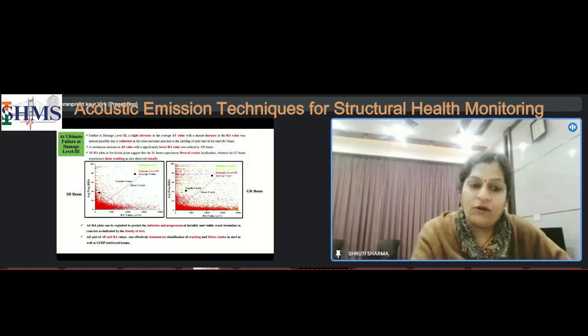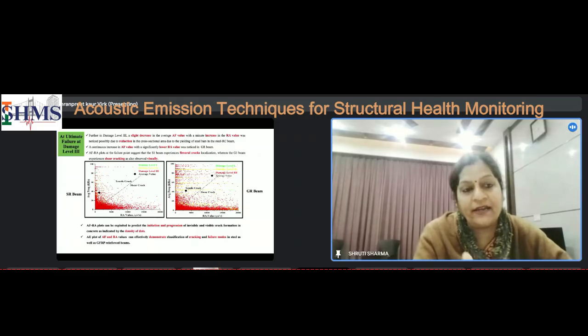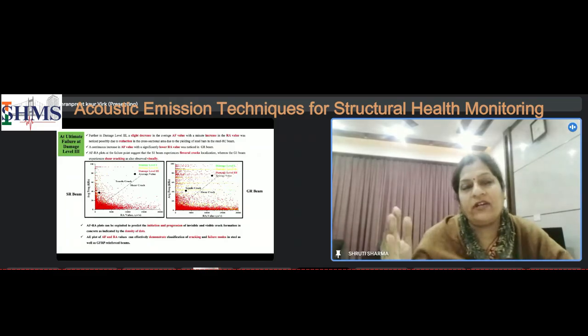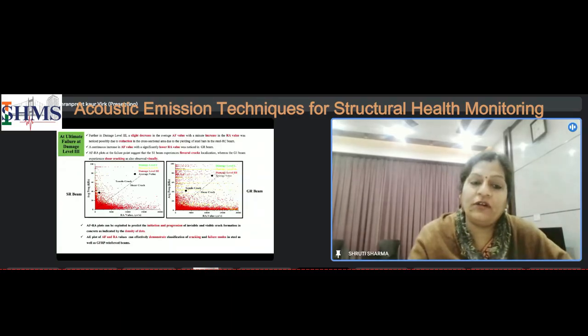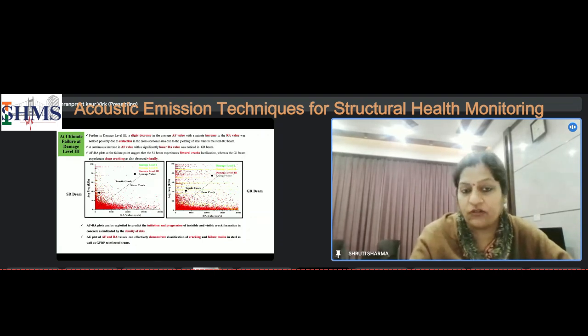So the context is this: the AE parameters, various parameters, this is just one of them, not only indicate the rise of the activity and the increase in the damage, but there are also other parameters which can classify the kind of cracking we expect in the structure and the type of failure mode it undergoes. Next slide.